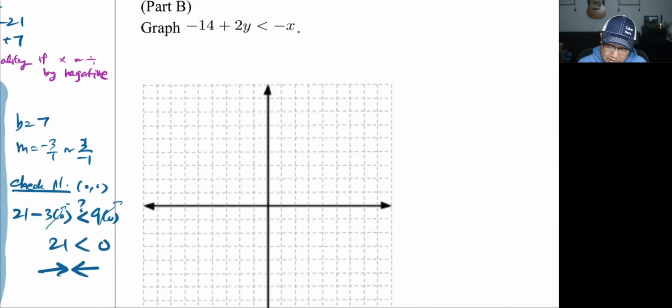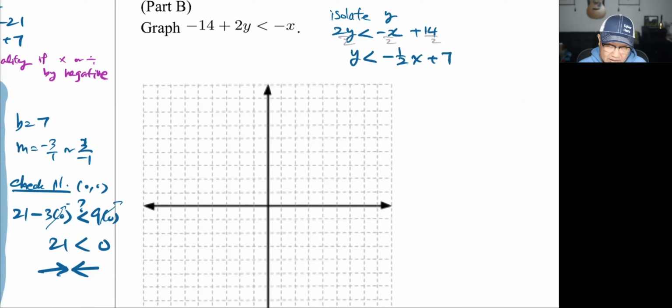All right, let's do it again. The first step is what? Isolate y. So that's 2y is less than negative x plus 14. We're going to divide by 2 everywhere, like this, right? If you do that, we have y is less than negative 1/2 x plus 7. Once again, my y-intercept is 7. My slope is negative 1 over 2 or 1 over negative 2. Okay.